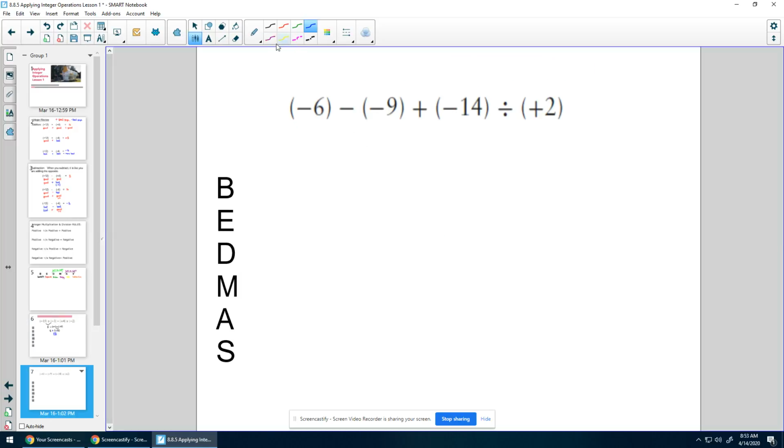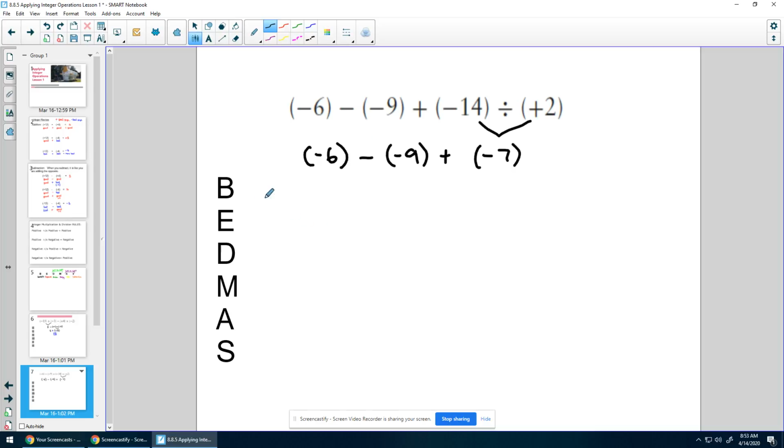Okay, another example here. Do we have brackets? Anything that can be solved inside? No. Exponents? No. Division? Yes. So we'll solve this division statement here. Negative 14 divided by 2. Think about our rules. Negative divided by positive is going to give you a negative. 14 divided by 2 is 7. And we're going to drop everything else down to do the next step.